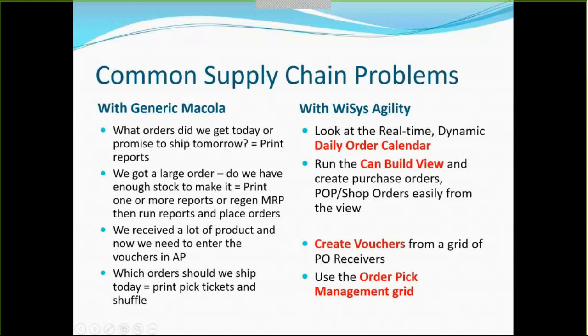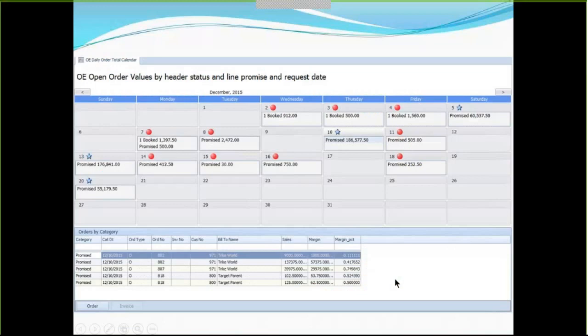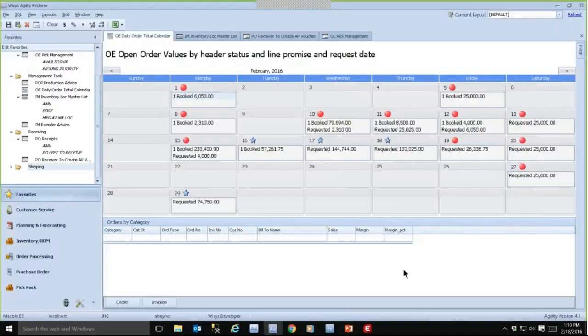So the first one that we're going to look at again is the daily order total calendar. And this is just a screenshot. When we send the slide deck out, people will be able to take a look at this. But what I'm going to do now is show you this particular application. So now I've switched into the Agility Explorer tool itself.